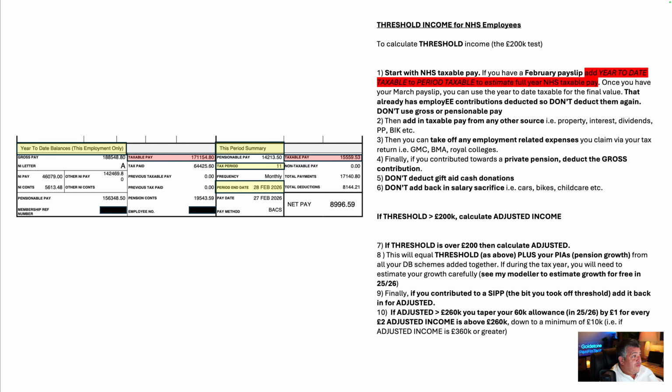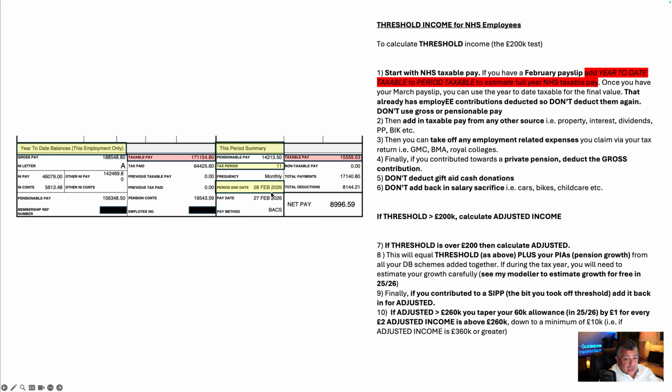So moving on to threshold income for employees. Now this is something that around this time of year and also kind of around January, when people are working out what their tax liabilities are, people get themselves in a bit of a muddle over. So I'm going to show you a simple way that I use to approach threshold income. And I'm going to base it on the starting point of a February payslip.